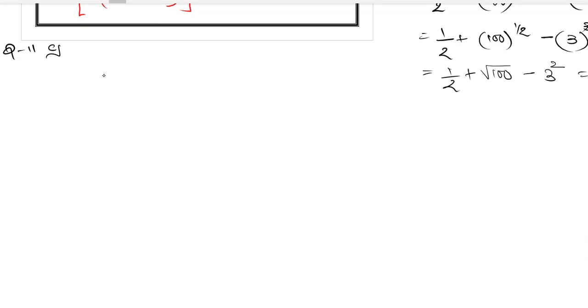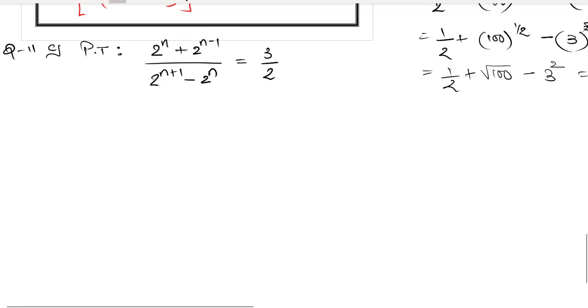What is the question? You have to prove that 2 raised to n plus 2 raised to n minus 1, upon 2 raised to n plus 1 minus 2 raised to n, is equal to 3 by 2. So we are going to start with LHS.